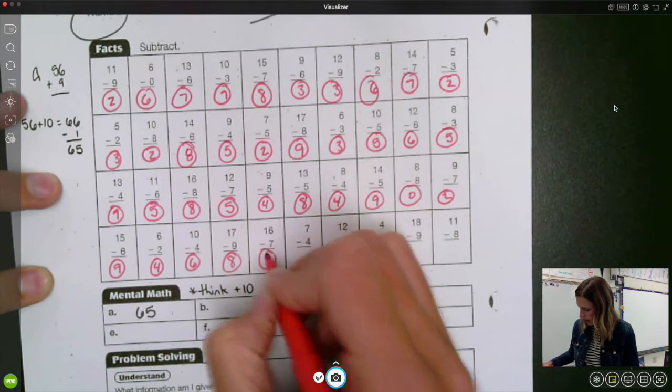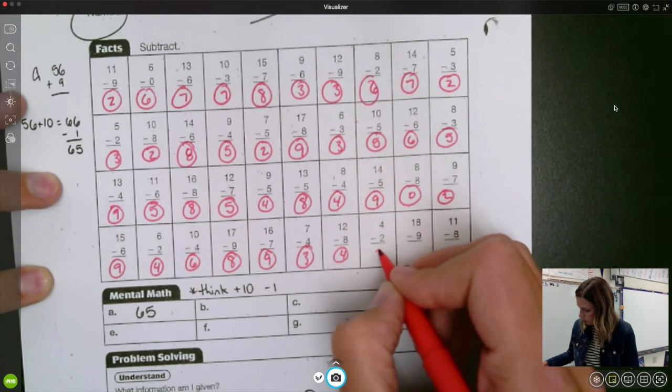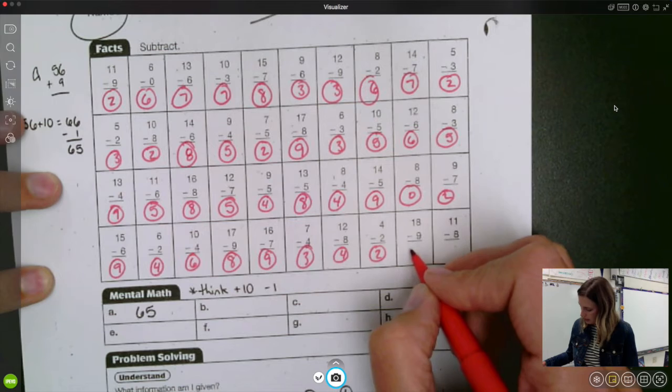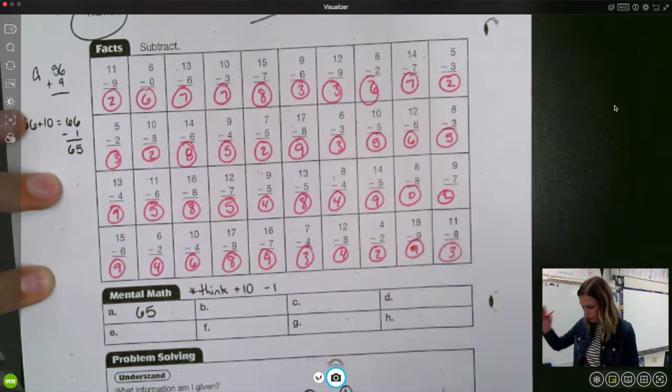16 minus 7 is 9. 7 minus 4 is 3. 12 minus 8 is 4. 4 minus 2 is 2. 18 minus 9 is 9. 11 minus 8 is 3.